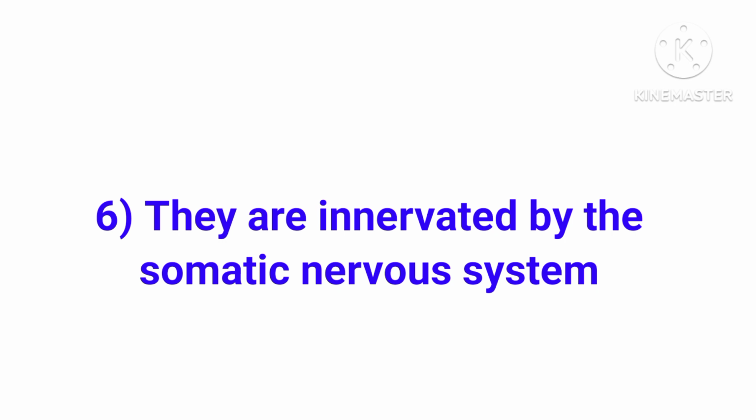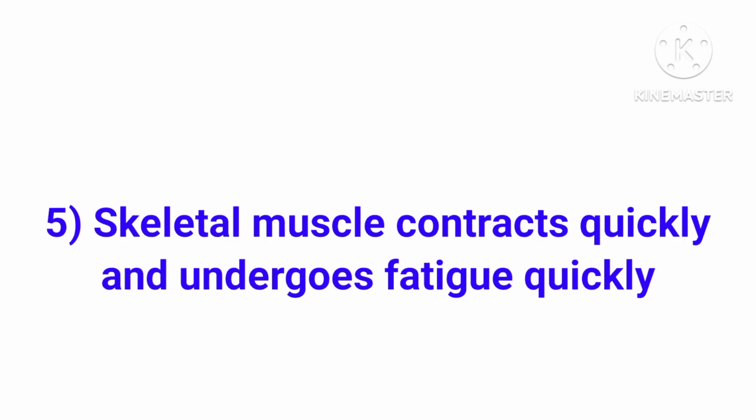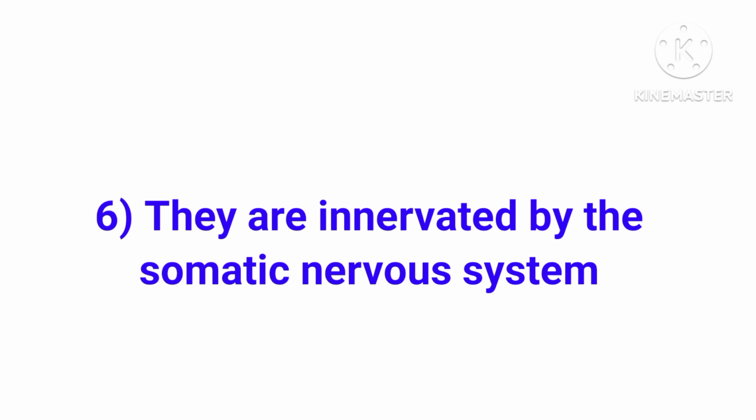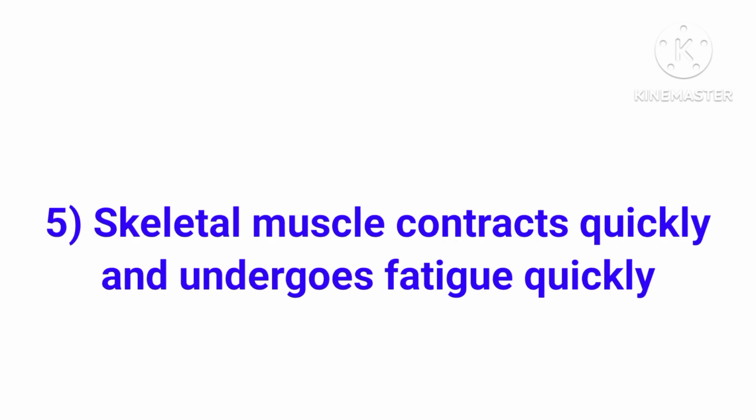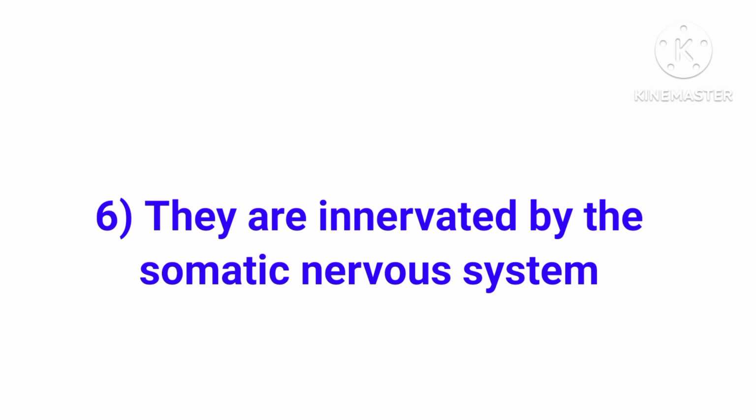Which muscle contracts quickly and undergoes what quickly? Fatigue quickly. They are innervated by which nervous system? Somatic nervous system. Skeletal muscle contracts quickly and undergoes fatigue quickly. They are innervated by the somatic nervous system.